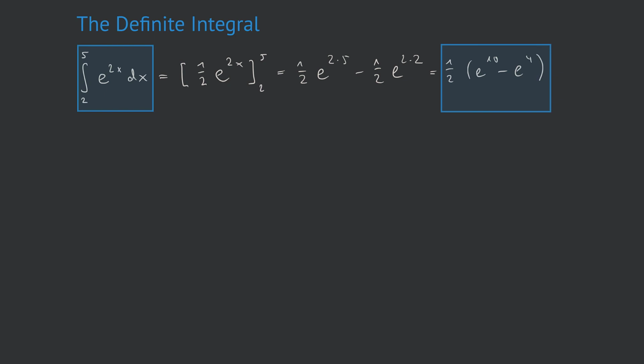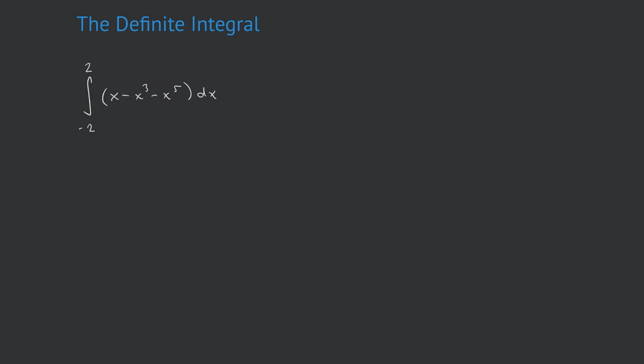And we do another one. We want to calculate the area under the function x minus x to the third power minus x to the fifth power from -2 to 2. To find an indefinite integral, we can use the splitting rule for sums of functions. So the antiderivative is 1/2 x squared minus 1/4 x to the power of 4 minus 1/6 x to the power of 6.